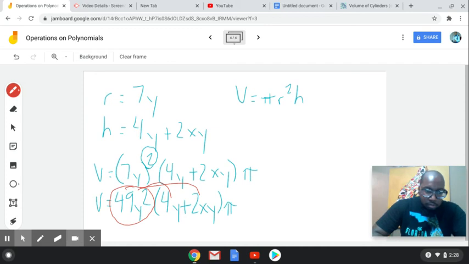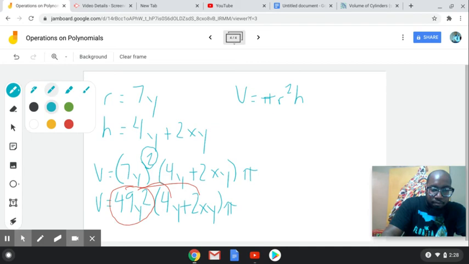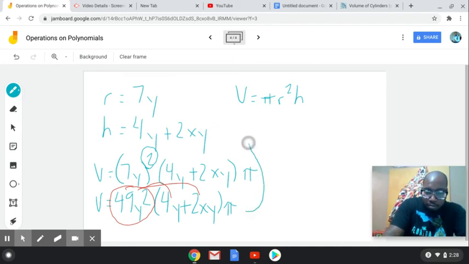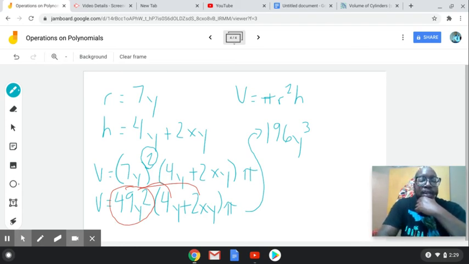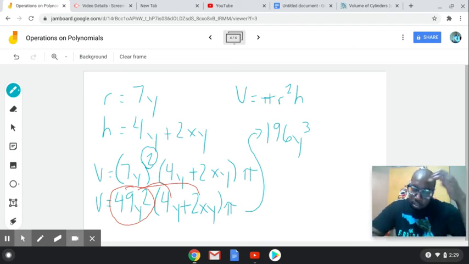Okay. So once we do that, write it over here now: 49 times 4 is 196. So this is going to be 196. And then I have a y squared times a y, which is going to be y to the third power. That's a product property. Again, y squared times y is y to the third power, because it's a product property.